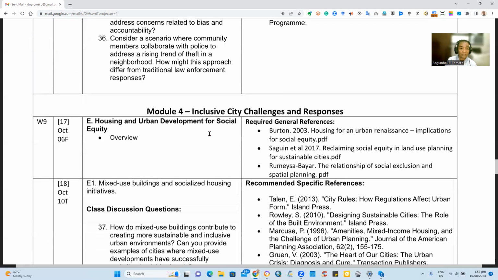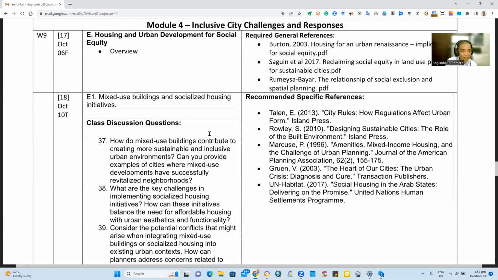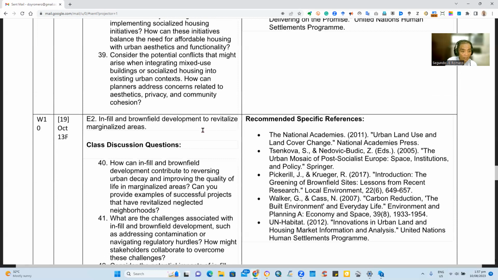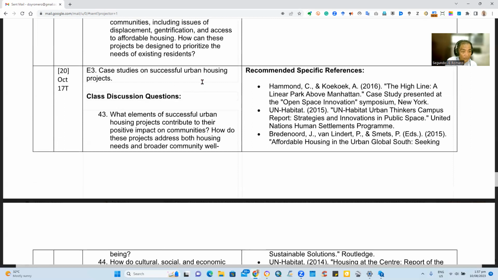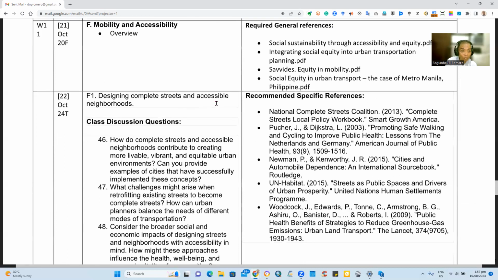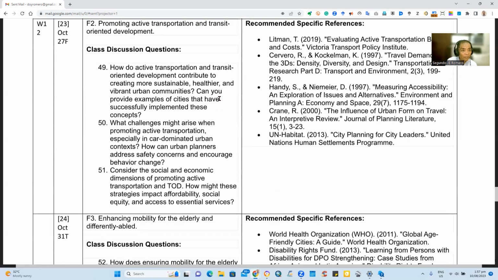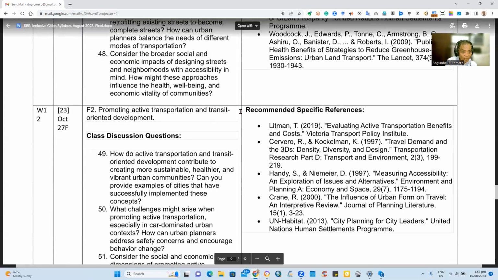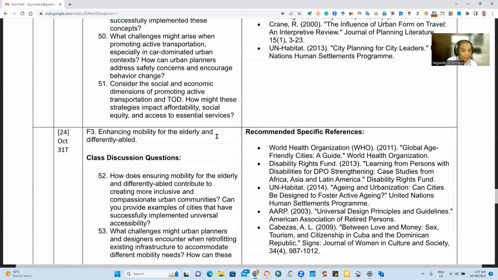Module 4, Inclusive Cities: Challenges and Responses. This is your longest module. We have housing and urban development, mixed-use buildings and socialized housing initiatives, infill and brownfield development to revitalize marginalized areas, case studies on successful urban housing projects. Then we have mobility and accessibility, designing complete streets and accessible neighborhoods, promoting active transportation and transit-oriented development, enhancing mobility for the elderly and differently abled.